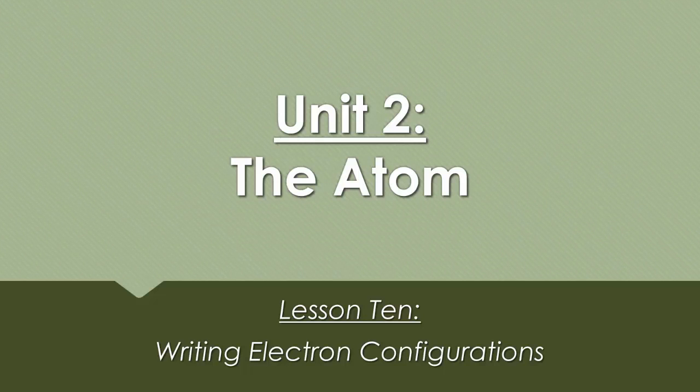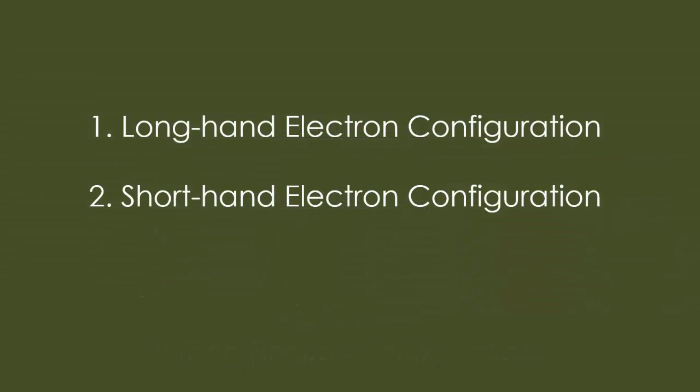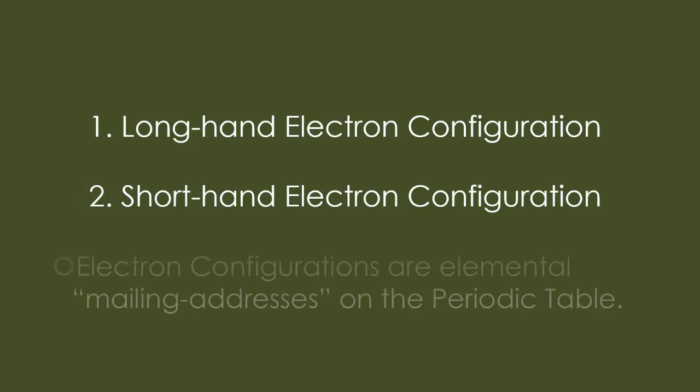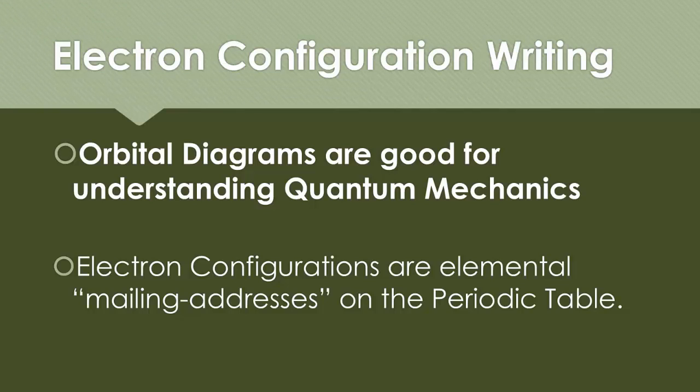In this lesson, we're going to be writing electron configurations, and we're going to be doing two different techniques called longhand and shorthand configurations. Electron configurations use the orbital diagrams from the last video, and they're very good methods of understanding what quantum mechanics is. An electron configuration is basically the mailing address of an element that is found on the periodic table. Instead of saying the actual element name, you can rattle off a code, and that code represents the actual element in its very specific location on the periodic table.